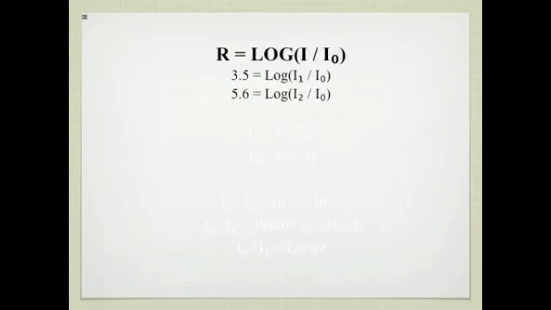These 2 equations show up as 3.5 is equal to log of I1 over I0, and 5.6 is equal to log of I2 over I0. To compare the 2 equations and get a ratio, we express the 2 equations in terms of I. Expressing them in terms of I gives us I1 is equal to 10 to the power of 3.5 times I0, and I2 is equal to 10 to the power of 5.6 times I0.